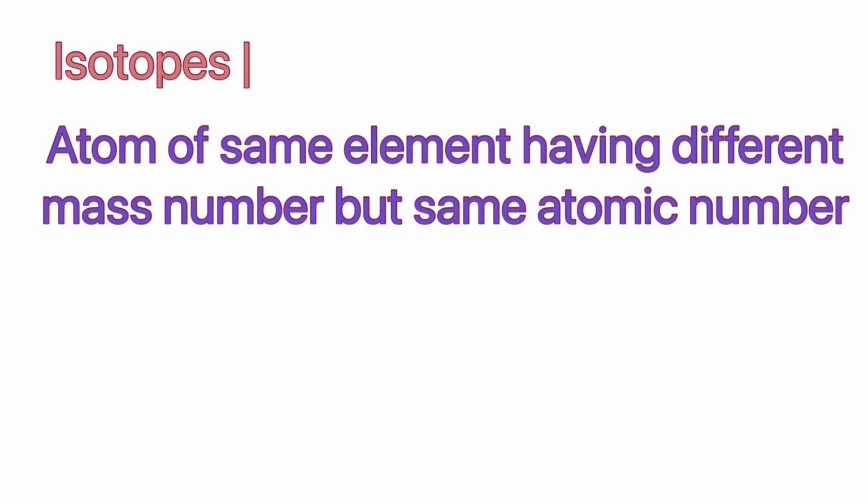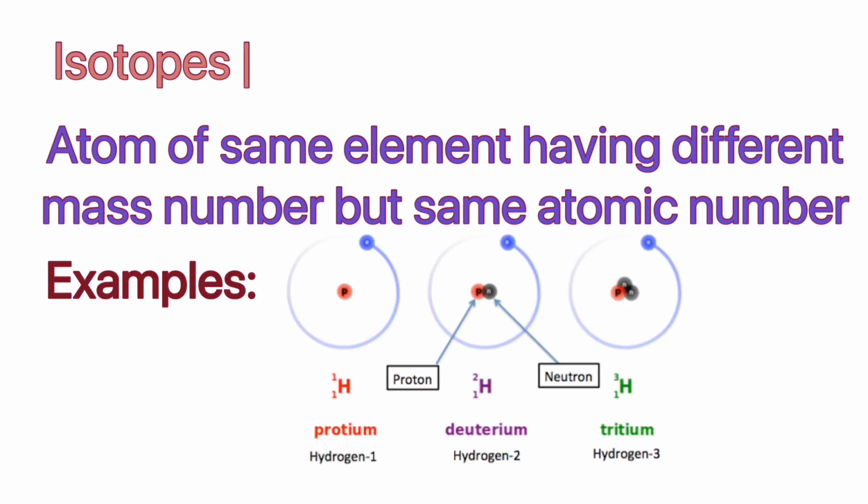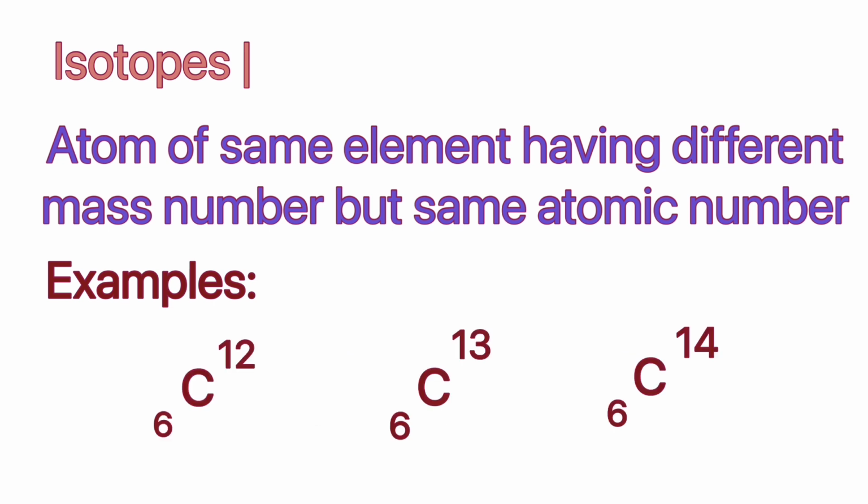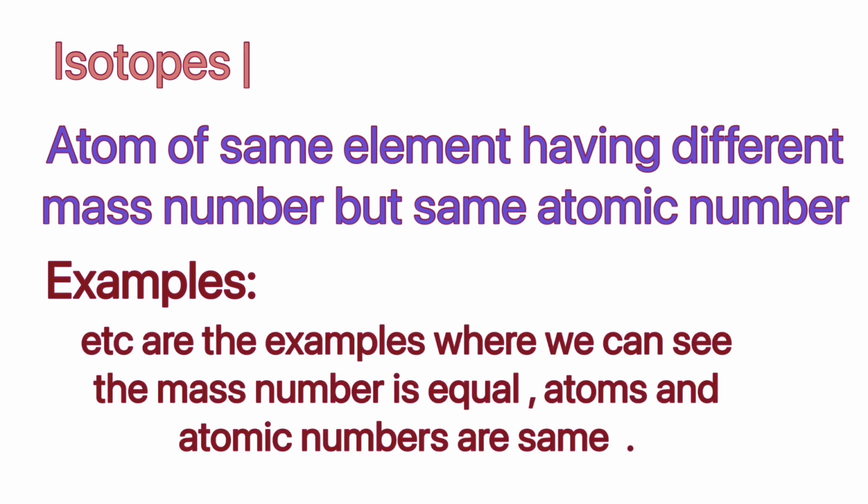Okay, now what are isotopes? Atoms of the same element having different mass number but the same atomic number are called isotopes. 1H1, 1H2, 1H3, 6C12, 6C13, 6C14, etc. are some of the examples of isotopes.